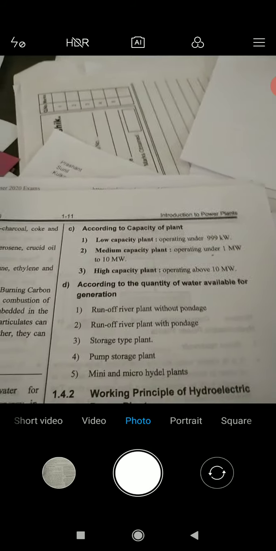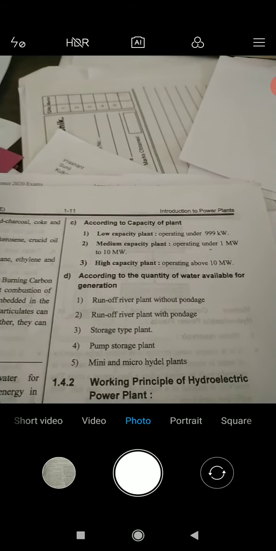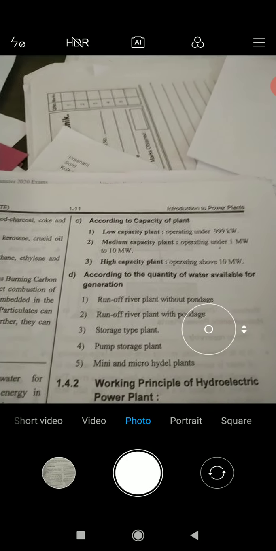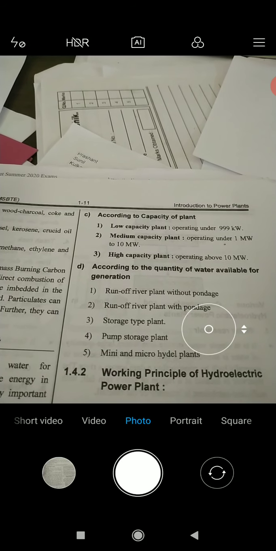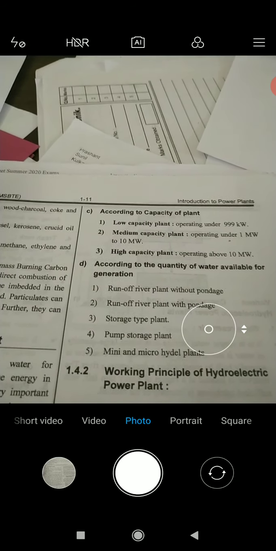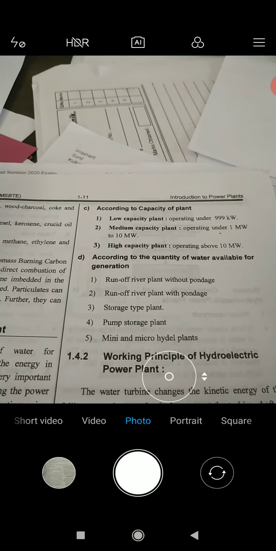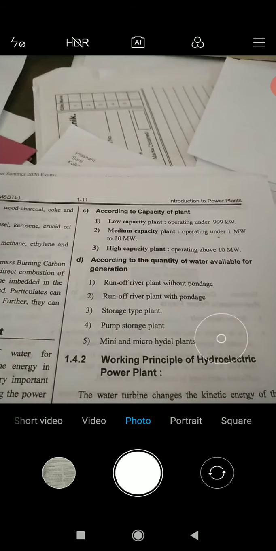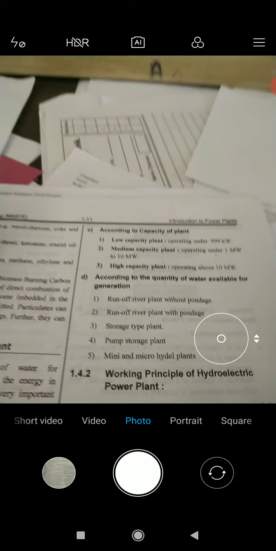Now, the next type is according to capacity of plant. There are three types: low capacity plant, medium capacity plant and high capacity plant. Low capacity plants operate under 999 kilowatts. Medium capacity plants operate from 1 megawatt to 10 megawatts, and higher capacity plants operate above 10 megawatts. According to the quantity of water available for generation: run-off river plant without pondage, run-off river plant with pondage, storage type plant, pump storage plant, and mini and micro hydel plants.